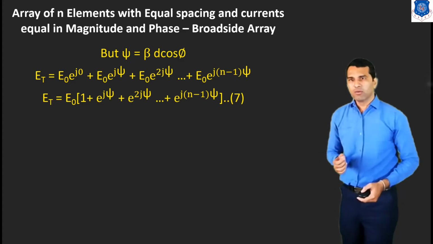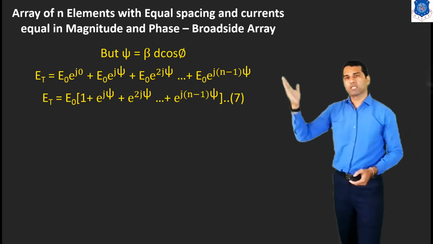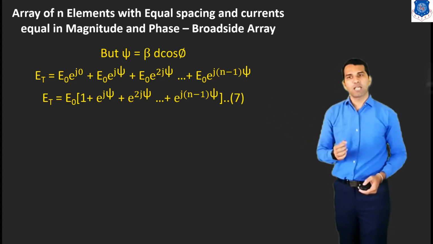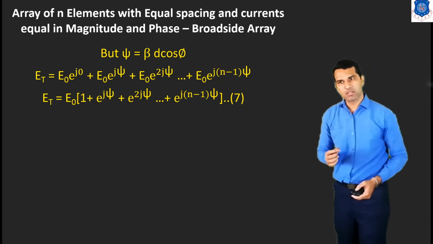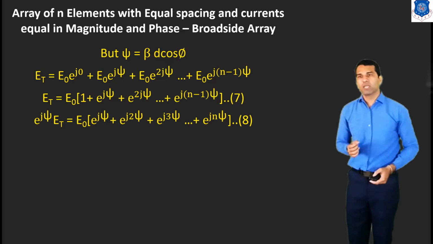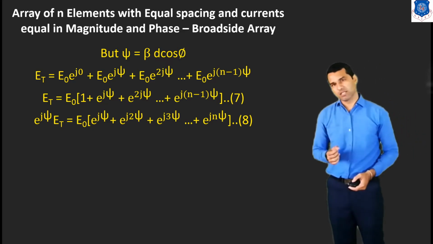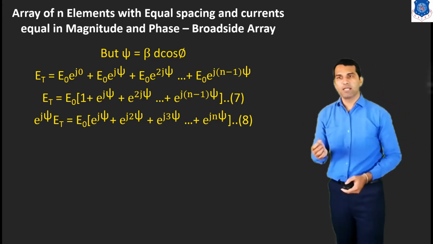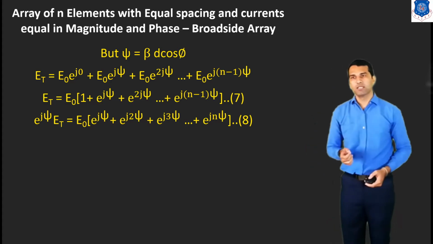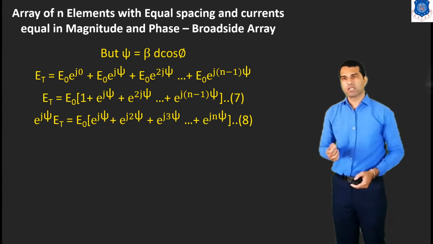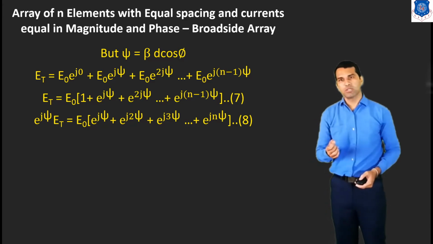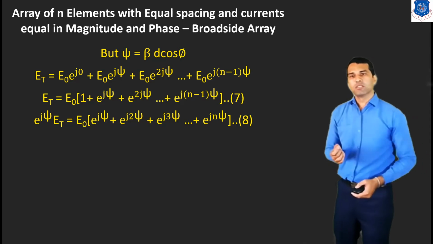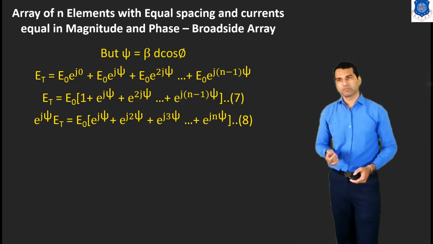Now we take E0 as common from this equation. So this equation becomes E0 times 1 plus e raised to j psi plus e raised to 2j psi plus up to e raised to j(n minus 1) psi. Now we multiply both sides by e raised to j psi. So the equation becomes e raised to j psi times Et on the left hand side, and on the right hand side E0 times e raised to j psi into e raised to j psi, which is nothing but e raised to 2j psi, plus e raised to j3 psi, plus up to e raised to j n psi.